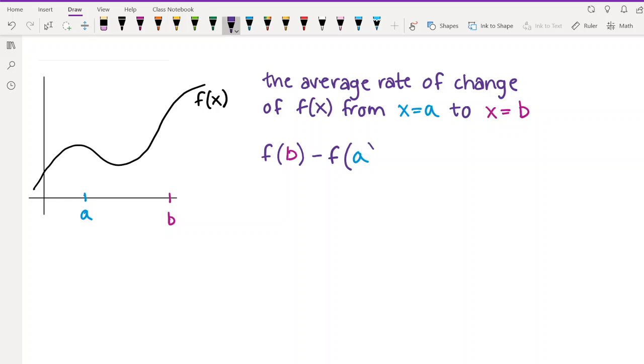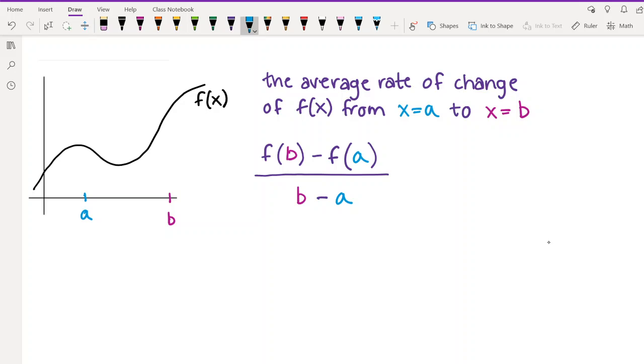And by the way, it doesn't matter which order you do it in. You could do f of a minus f of b, but you just have to be consistent. So if you're going to say f of b minus f of a, like we did here, then in the denominator, you would want to say b minus a. Whereas if you said f of a minus f of b, you would switch to a minus b. So just make sure you're subtracting in the same order, regardless of which order you pick.